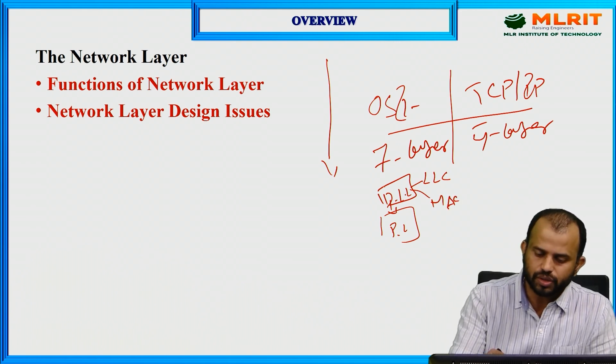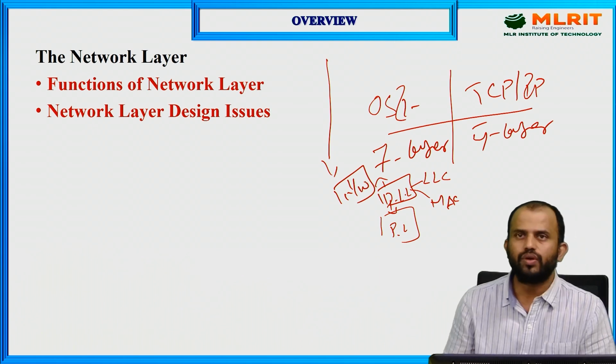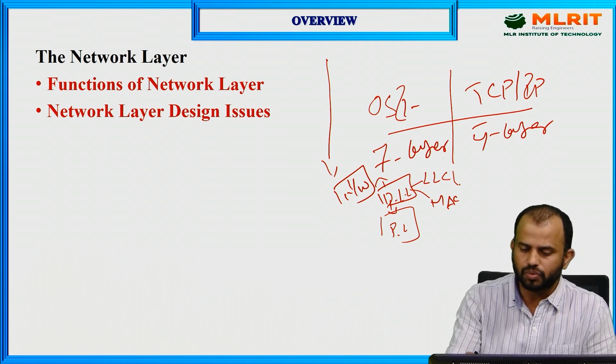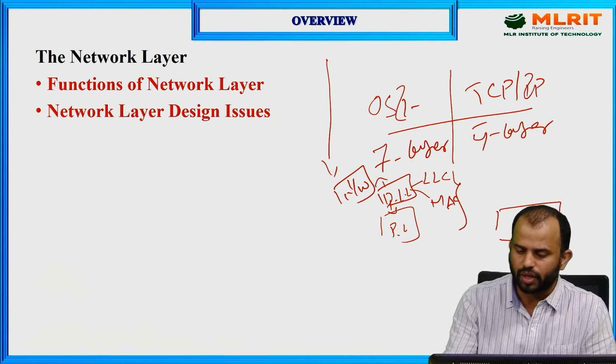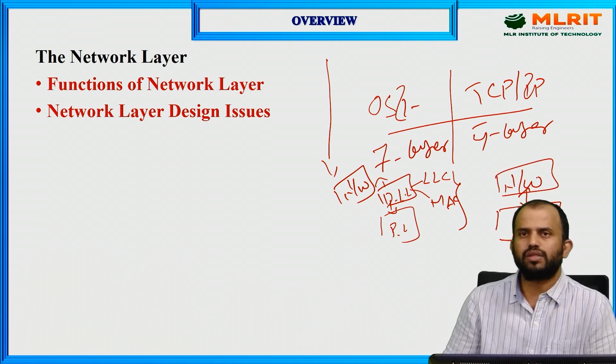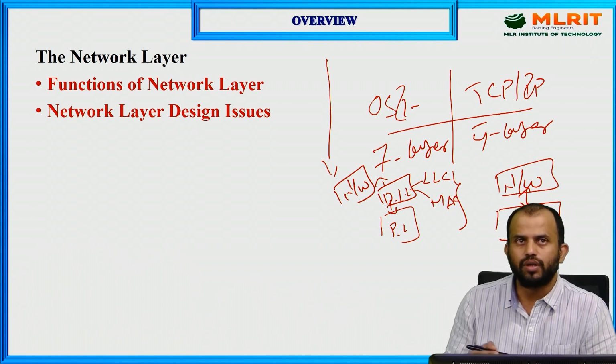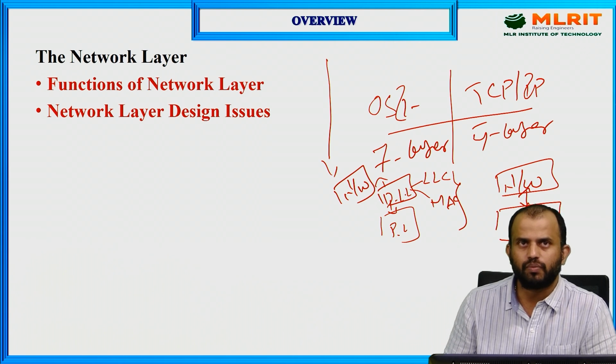After this, the next layer is the network layer. In the TCP/IP model, these two layers form a single layer that we call the physical layer, and the next layer is the network layer. So what is meant by the network layer, what is its usage, and how is it helpful in data communication while information is transmitted from one station to another station? We are going to discuss this in detail in this session.